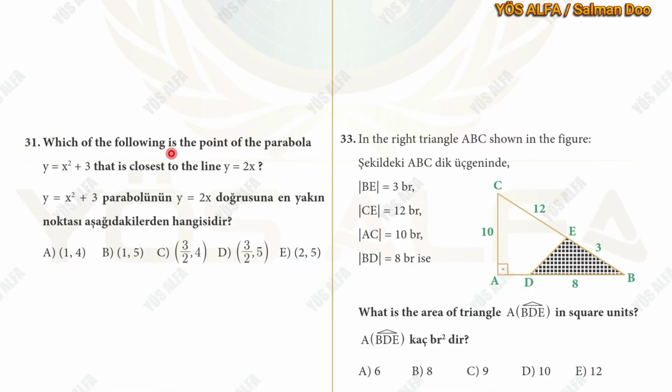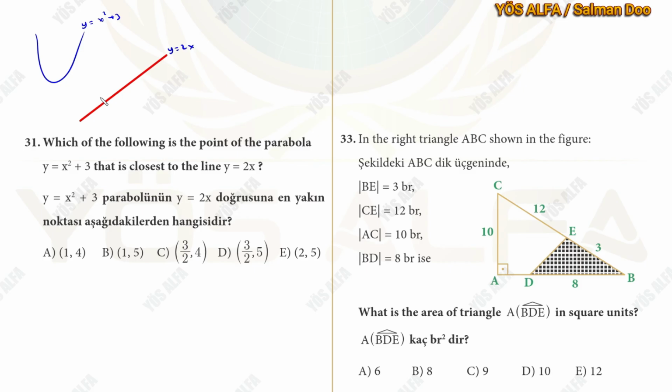31. Which of the following is the point of the parabola that is closest to the line? So we're given a parabola and a line. Let's draw a figure and try to understand the question first. So we have a parabola, y is equal to x squared plus 3. And we also have a line, y is equal to 2x. And we're asked to find the point on the parabola that is closest to this line.